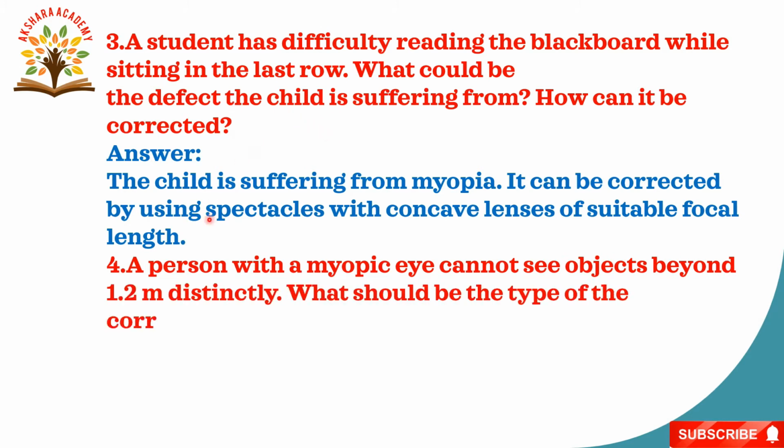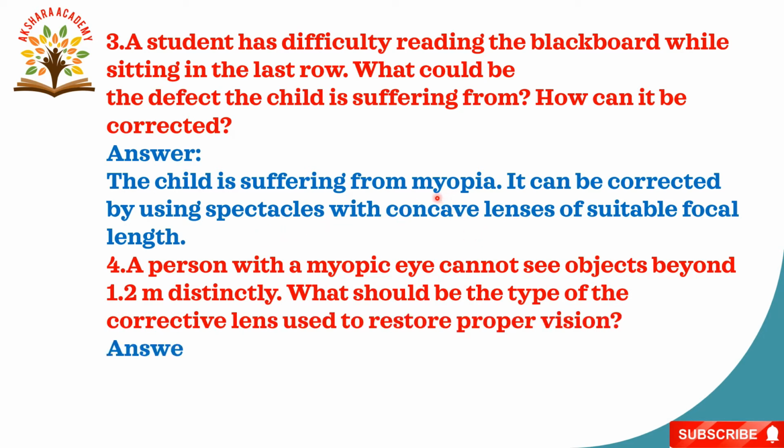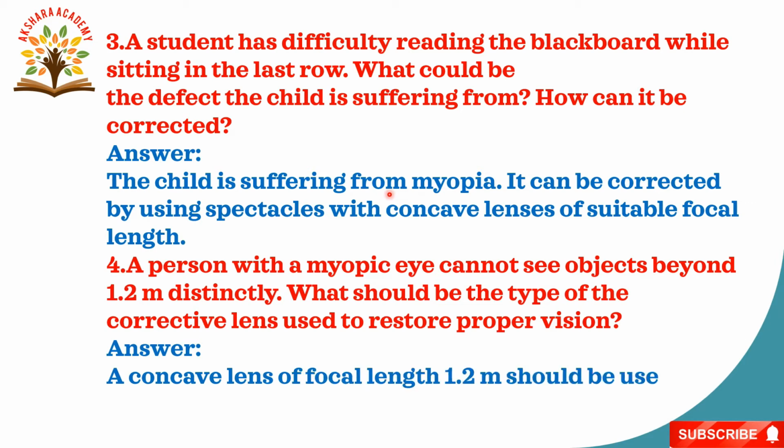Okay, let us discuss. The child is suffering from myopia. Myopia is when some people cannot see long distances but they can see shorter or near distances clearly. That type of defect of vision is known as myopia. So, this student sitting in the last row is not able to see the letters on the blackboard. So, the child is suffering from myopia.